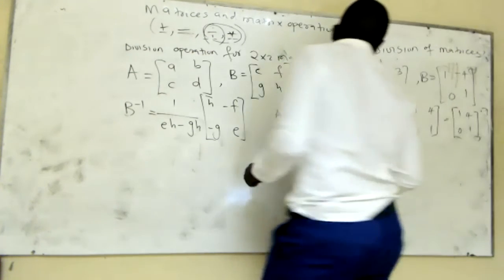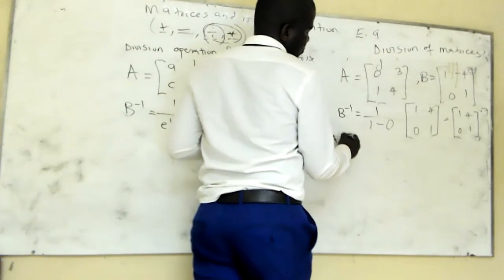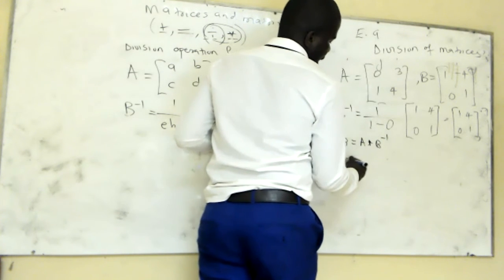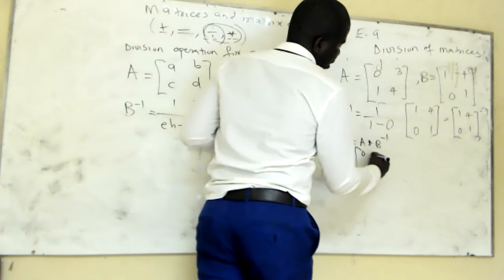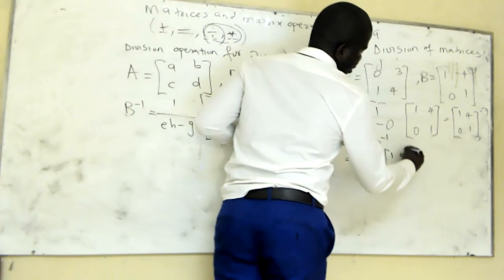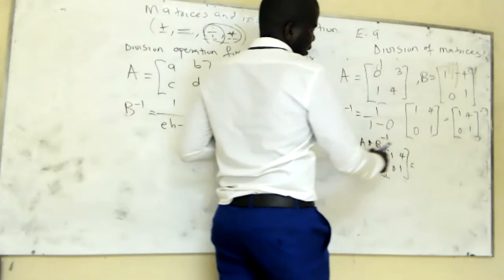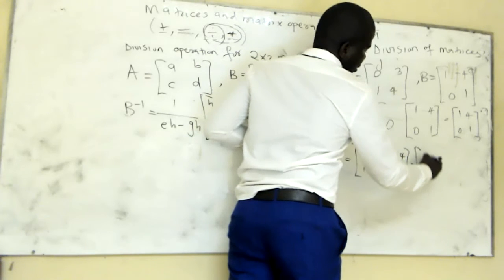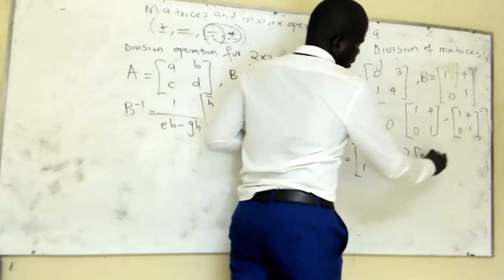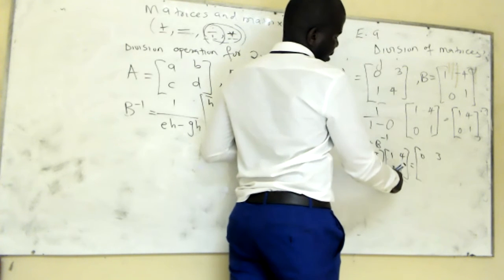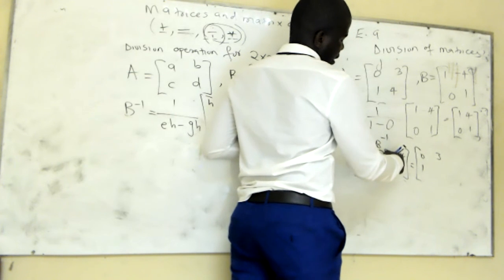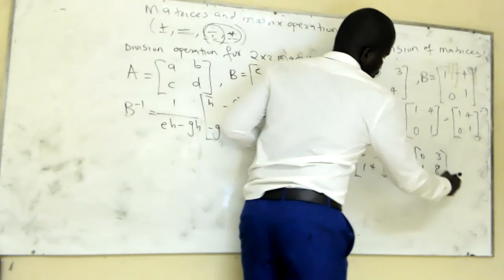In order for us to obtain A divided by B, that is the same as saying A multiplied by the inverse of B. We are given A as 0, 3, 1, 4, and B is 1, 4, 0, 1. Now when you multiply these two, this multiplied by that gives you a 0, this multiplied by that gives you a 3, this multiplied by that gives you a 1, and this multiplied by that gives you an 8. So that is the multiplication.